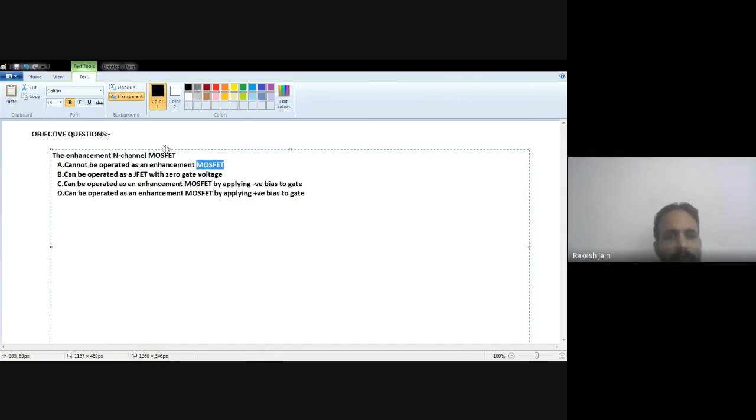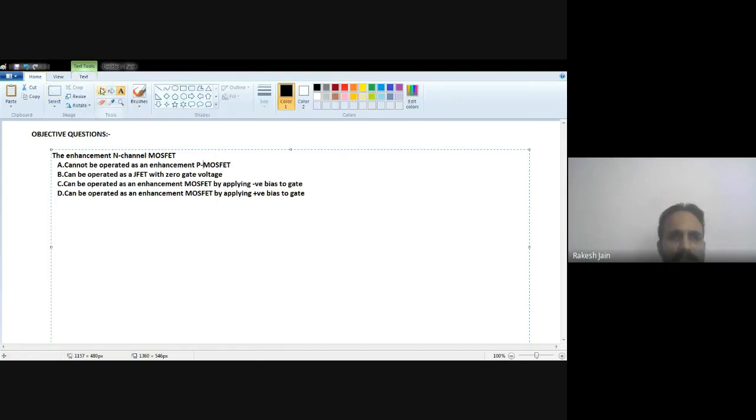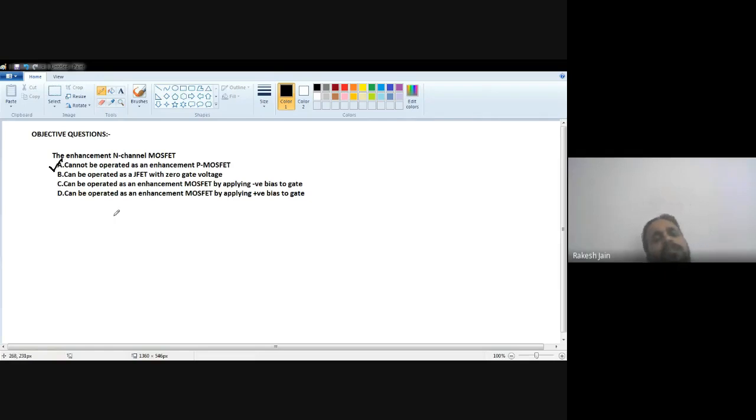So enhancement N channel MOSFET as enhancement P channel MOSFET. Definitely it will not be operated, because N channel and P channel are quite different from each other. That's why the answer is number 1. The enhancement N channel MOSFET cannot be operated as an enhancement P type MOSFET.